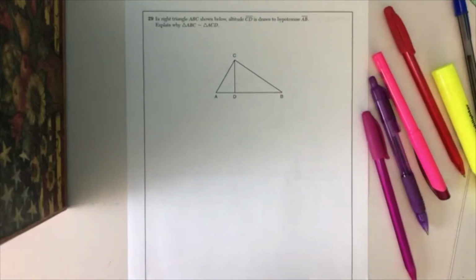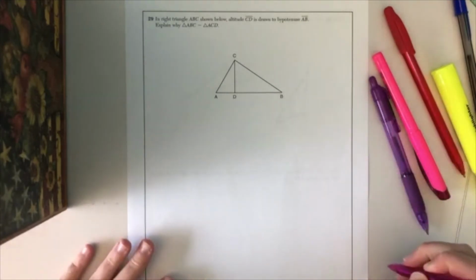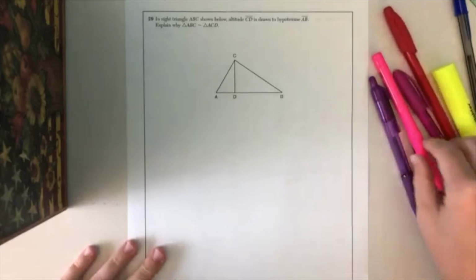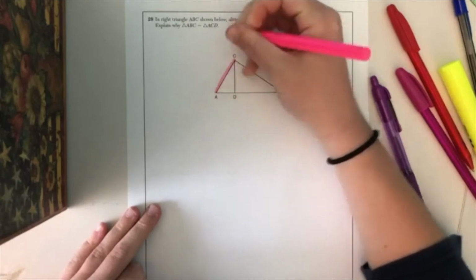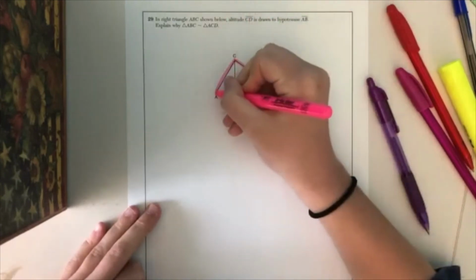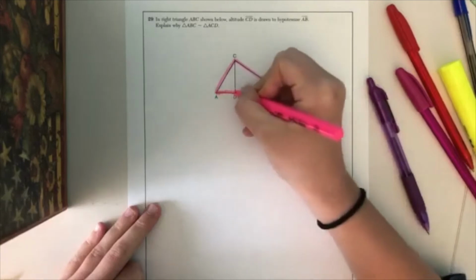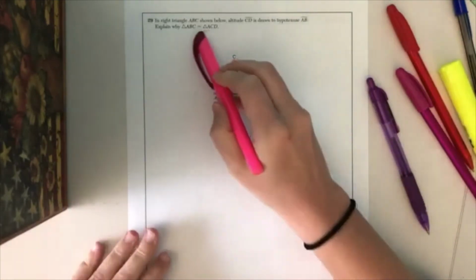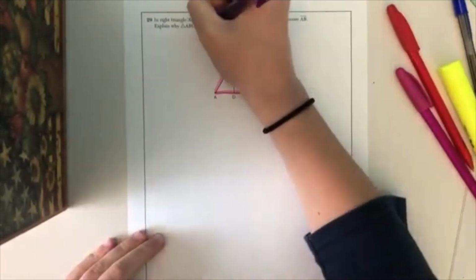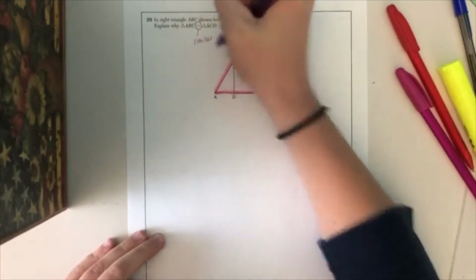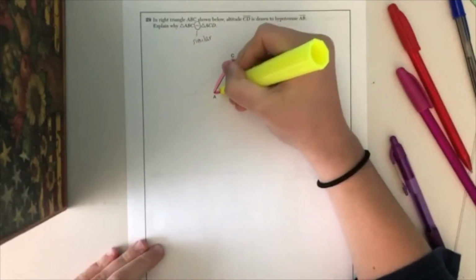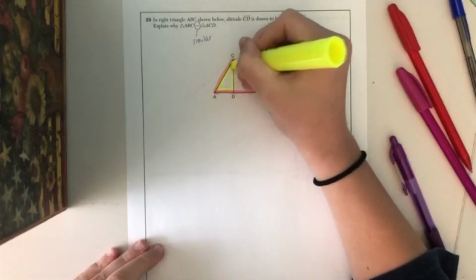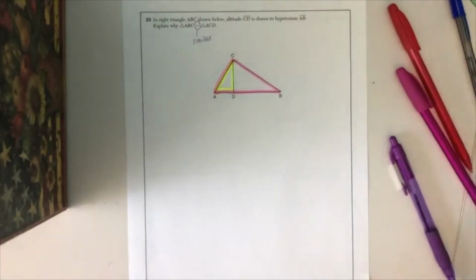Okay, so question 29 states, in right triangle ABC shown below, altitude CD is drawn to hypotenuse AB. Explain why triangle ABC, so I'm going to highlight triangle ABC, here's my similar symbol, is similar to triangle ACD. So I'm going to highlight ACD in yellow.